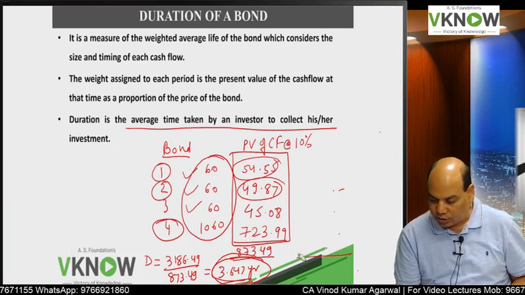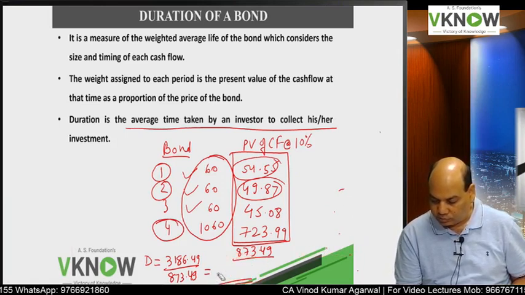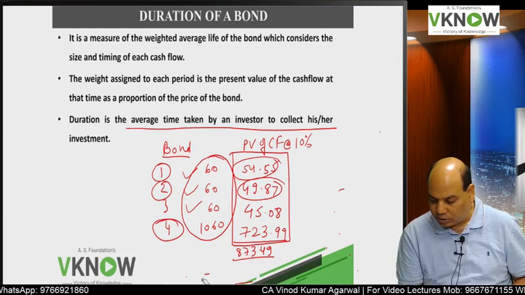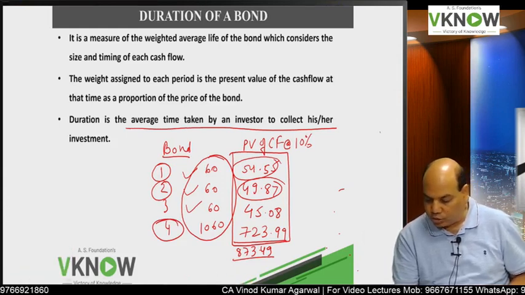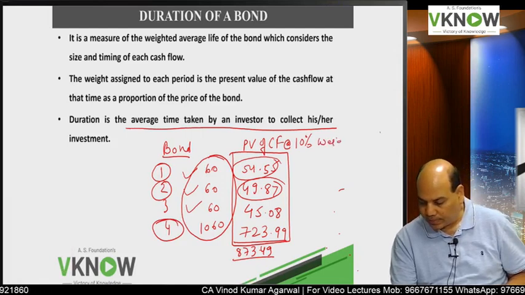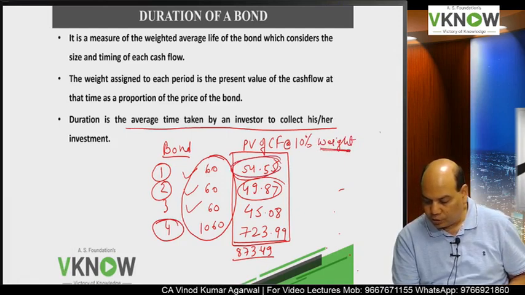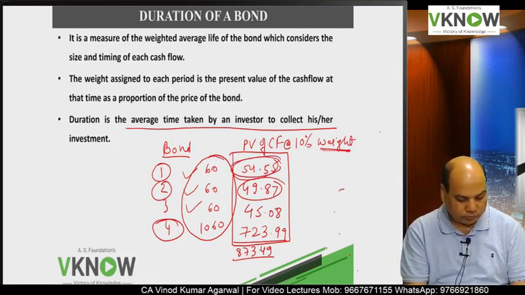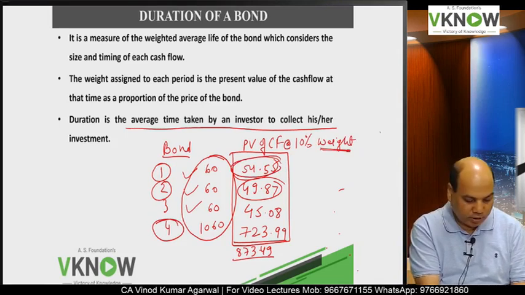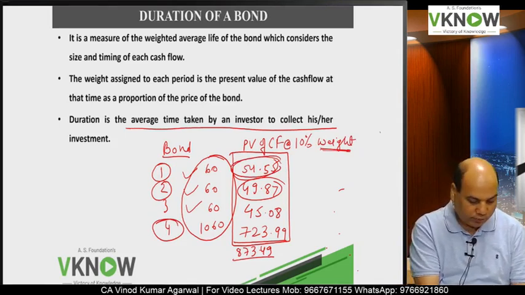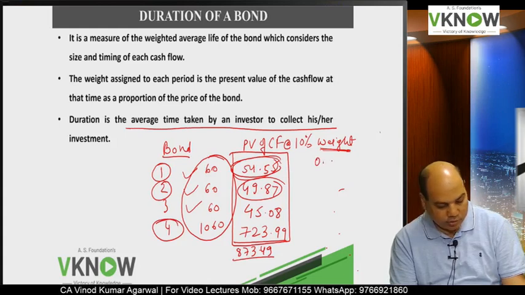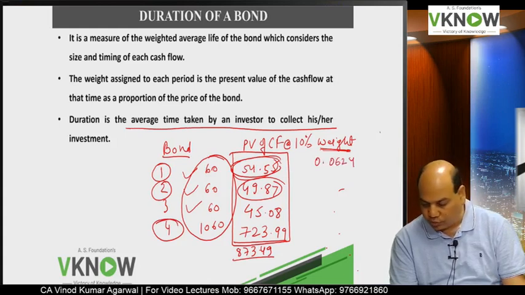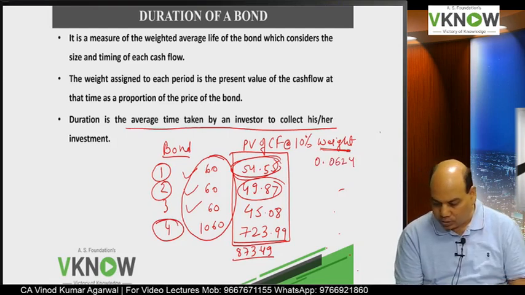First you will calculate the present value, and after calculating the present value, you will convert into weights. How do you assign weights? 54.55 divided by 873.49. So the weightage given to this is 0.0624.